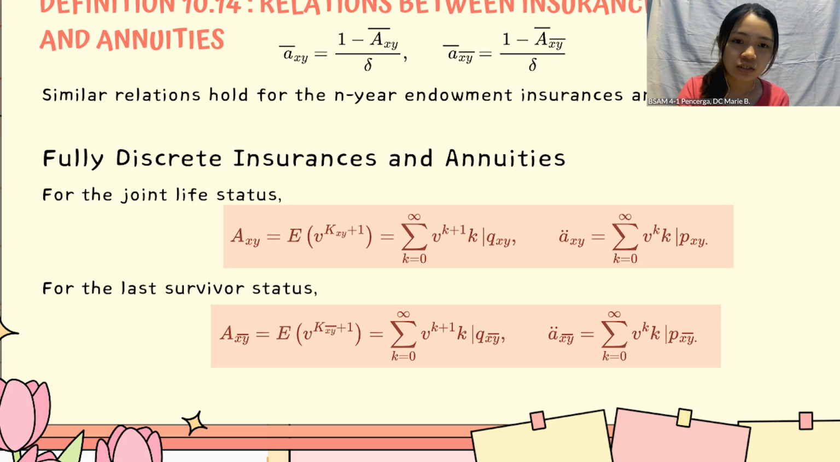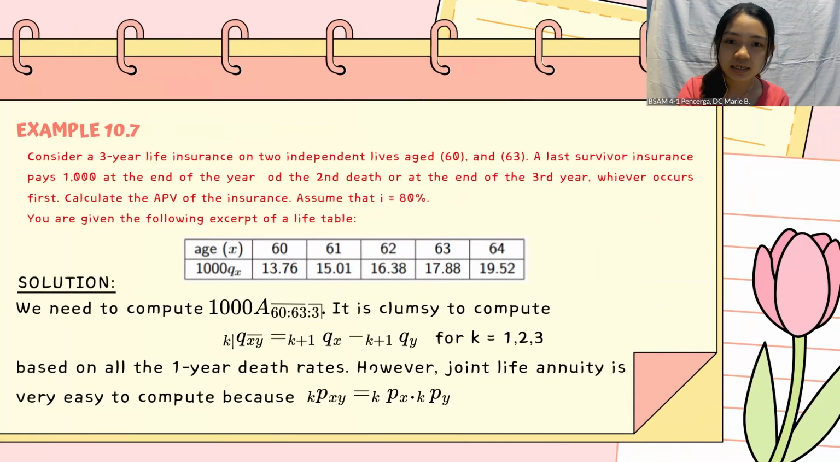For the fully discrete insurance of multiple lives, we have the summation of the discount factor v raised to k multiplied by k deferred q of the two ages. Meanwhile, for the fully discrete annuity of multiple cases, we only consider the discount factor and the survival probability of the two ages. Now, let's consider this example.